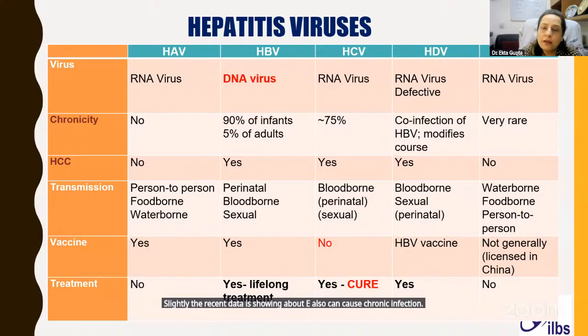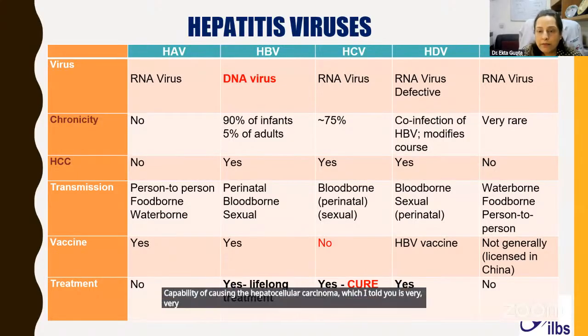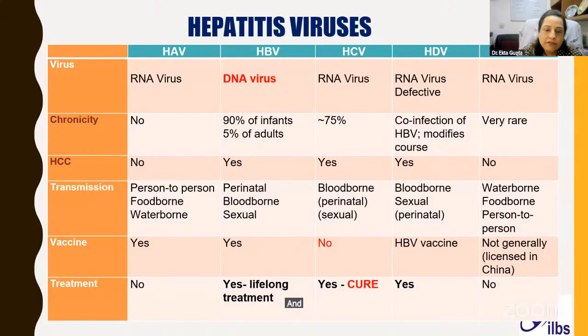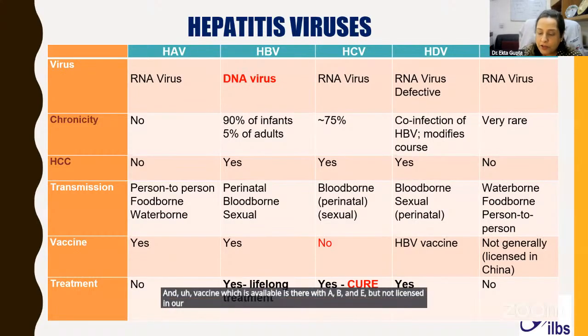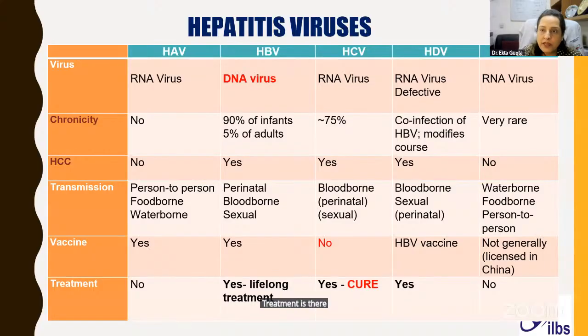Capability of causing hepatocellular carcinoma, which I told you is very, very important, is there with B, C, and D. And a vaccine is available for A, B, and E, but not licensed in our country. Treatment is there for hepatitis B and C, and a cure is possible for hepatitis C virus.